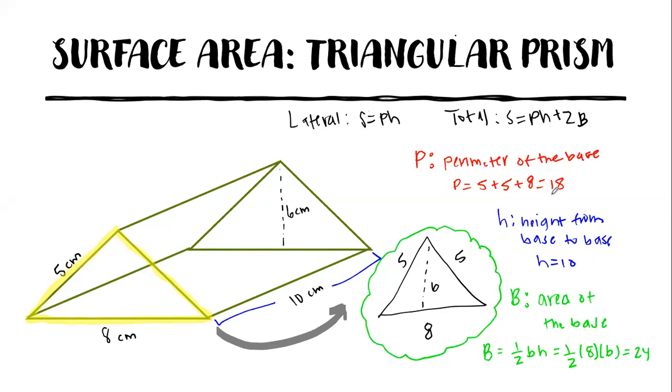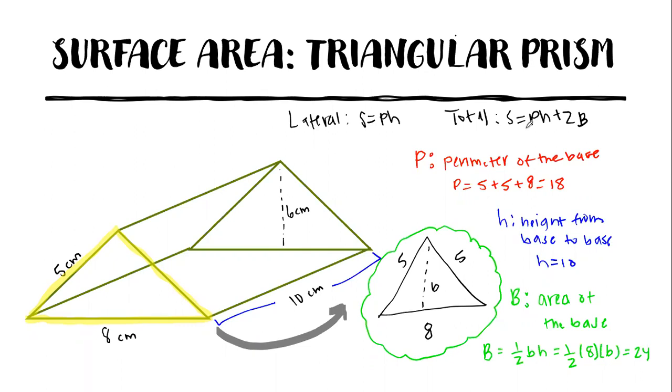Okay. And then I'm just plugging all of these into my formula to solve for my lateral or total surface area. Okay, take a screenshot if you need it. For the sake of time, that's the only reason I'm not doing these all the way out.